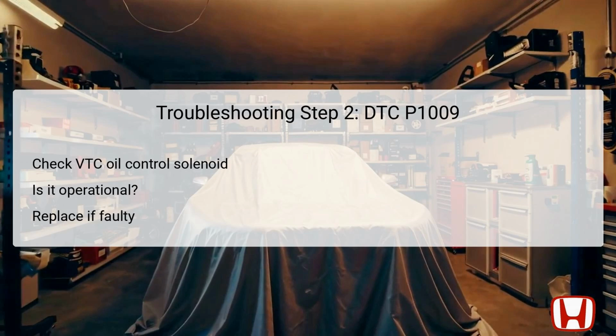However, if it is deemed faulty, you must replace it promptly, as this component significantly affects VTC system functionality. Replacing this valve should restore proper oil flow, which might resolve the DTC P1009 if it was indeed the cause. Accurate testing will save time and possibly prevent further engine complications.